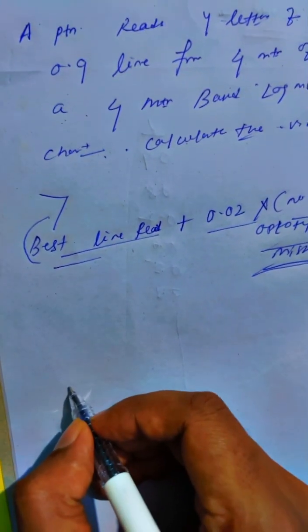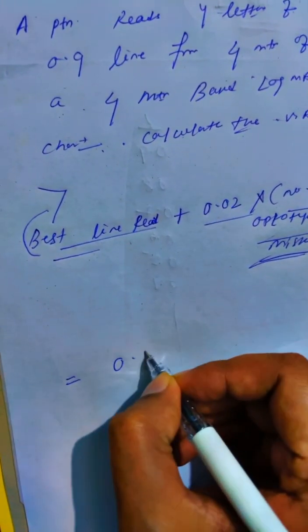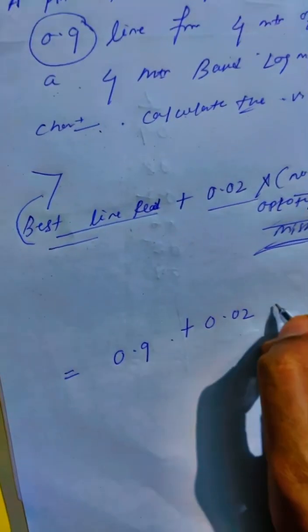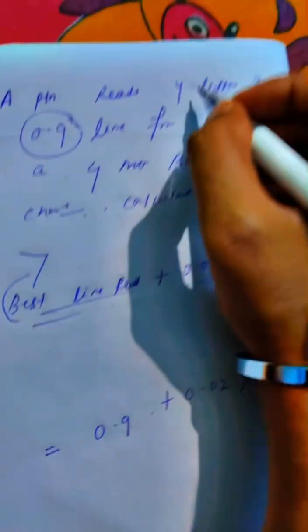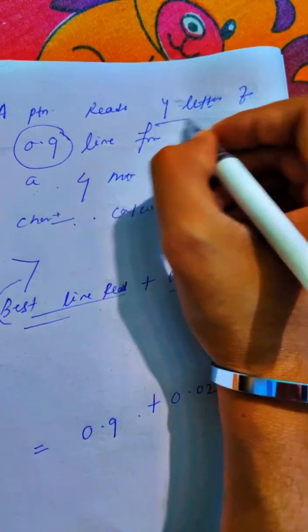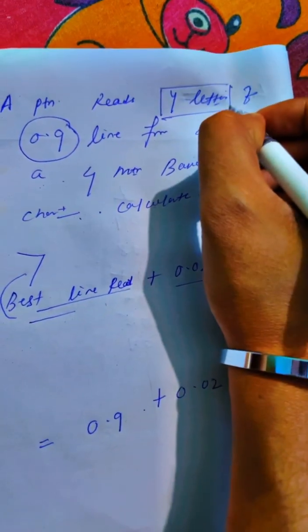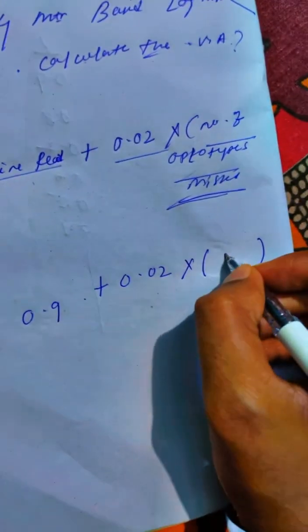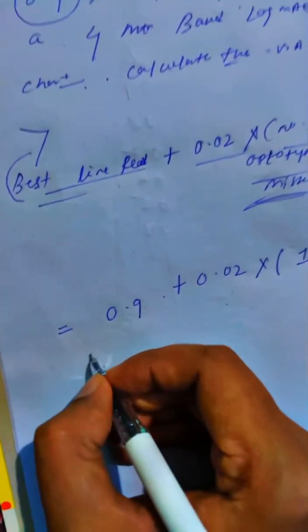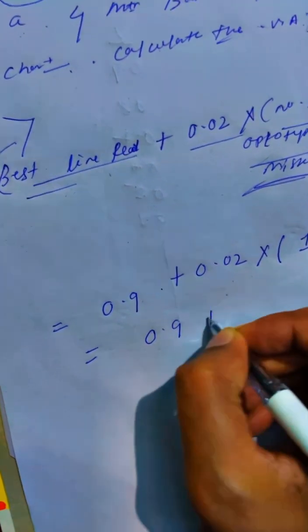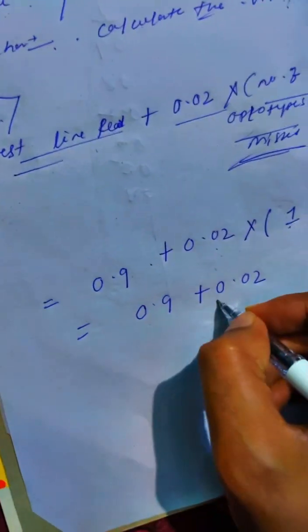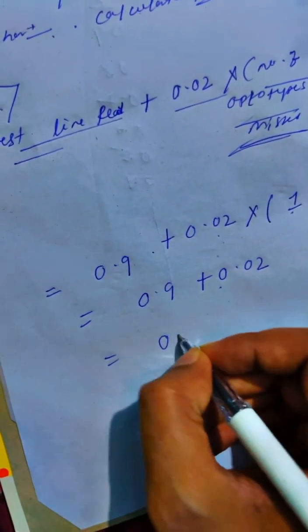So what is your best line? This is 0.9, right? This is your best line, plus 0.02 into number of optotype missed. The person reads 4 letters, and in each line we have 5 letters, so 1 letter is missed. So we have to write 1 over here, right? So your value will be 0.9 plus 0.02, because 1 into 0.02 is 0.02 only. So your answer will be 0.92.